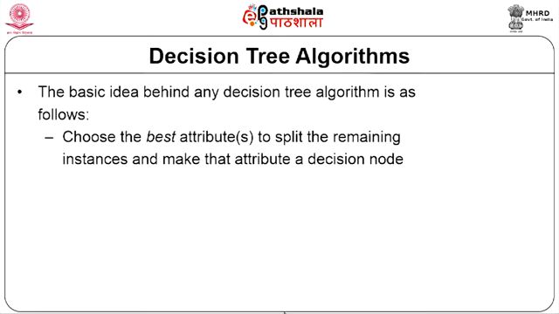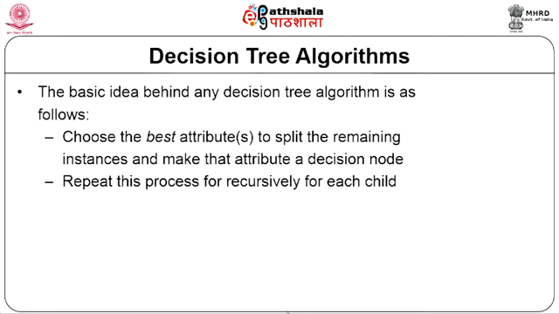Up to now we just built the decision tree, right. This algorithm will try to choose the best attribute that you have to use to do the splitting, so that the remaining instances will also be classified faster. Make that attribute a decision node, so that you can partition the examples appropriately. Now, what is the meaning of the best? I will come to that later, and you have to repeat this process.